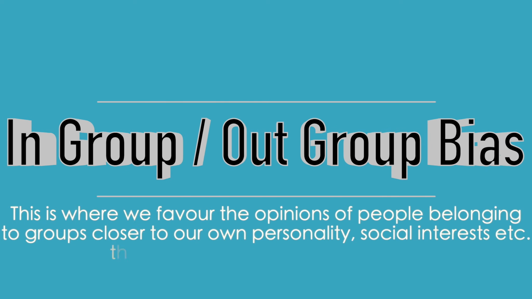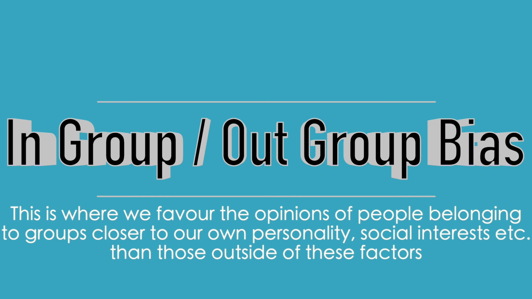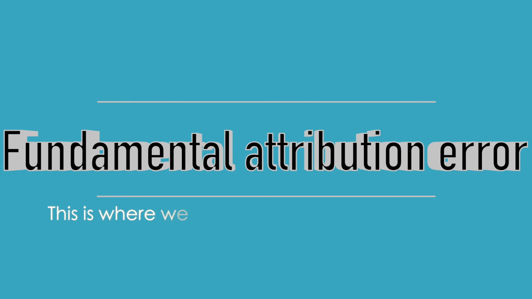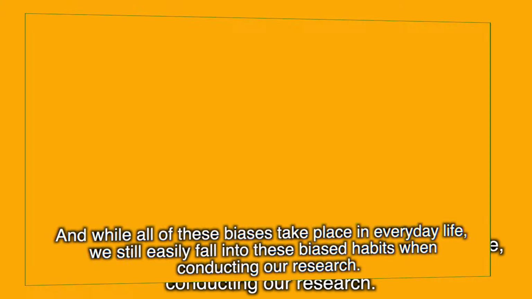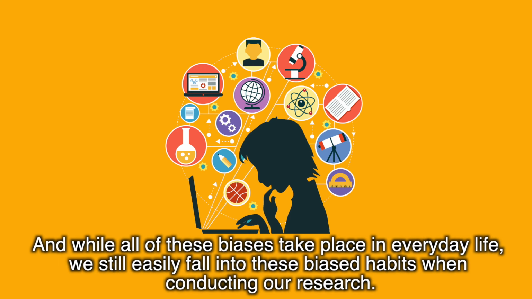Ingroup, outgroup bias. This is where we favour the opinions of people belonging to groups closer to our own personality, social interests, etc., than those outside of these factors. Fundamental attribution error. This is where we will place too much importance on a behavioural rather than situational aspect of a person's behaviour or way of thinking. And while all of these biases take place in everyday life, we still easily fall into these biased habits when conducting our research.